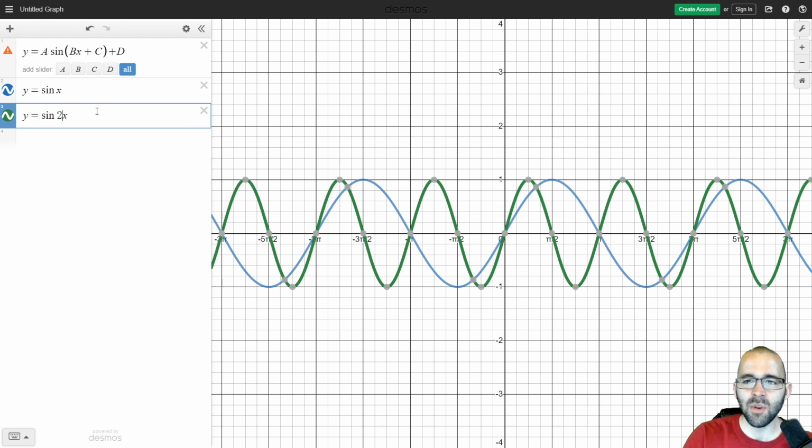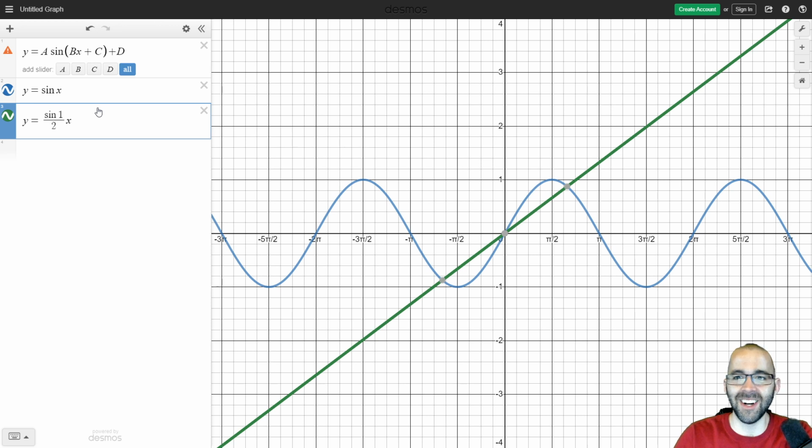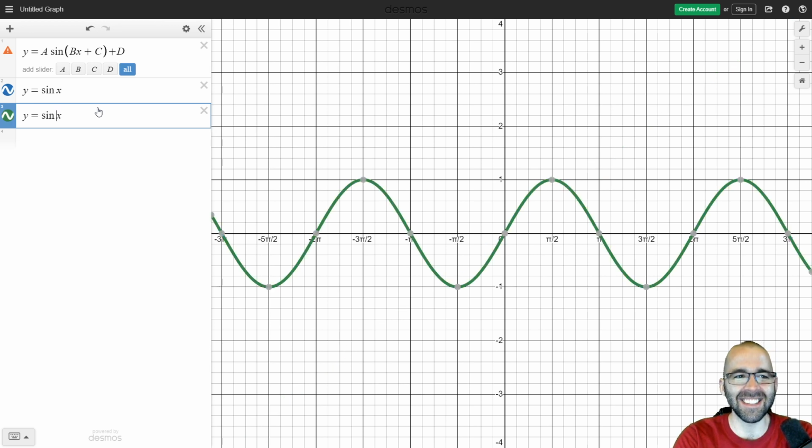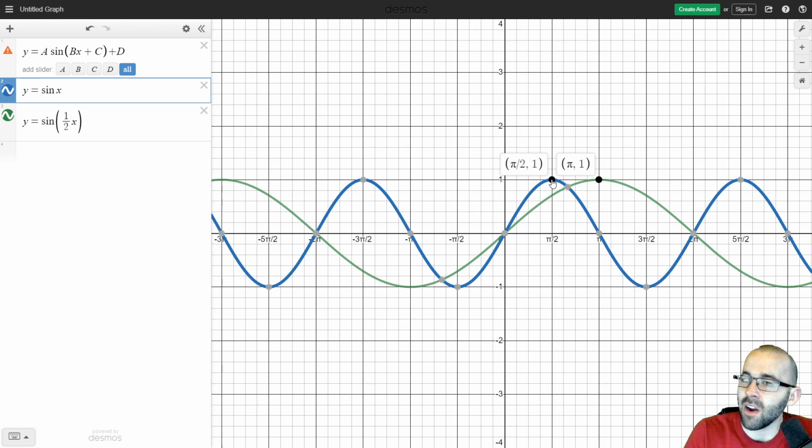Conversely, what if we didn't double the speed? What if we halved the speed? Well, then everything goes much slower. Now it takes pi units to get to our peak instead of pi over 2. Everything takes twice as long, or half as fast. We can talk about this as speed.